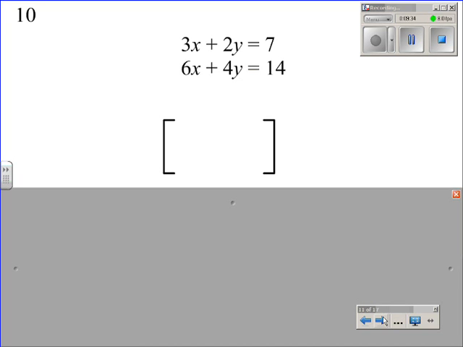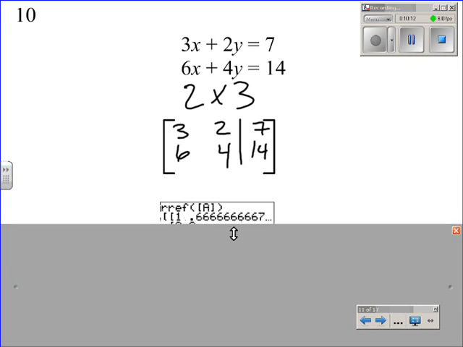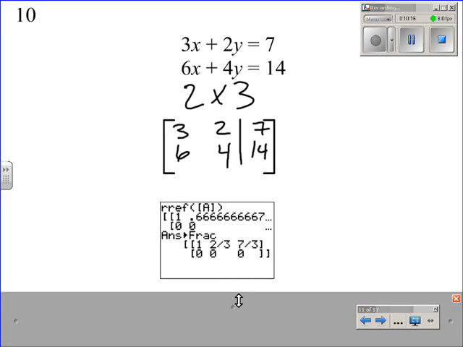To solve this system, we will enter this into an augmented matrix, which will be 3 by 2, or 2 by 3. In the left-hand 2 by 2, we will enter the coefficients of the x's and y's. And in the right-hand 2 by 1, we will enter the numbers on the right-hand side of the equations. Entering this into the calculator and using RREF, then converting to fractions, gives us this matrix. This indicates that the system is consistent and dependent and therefore has infinitely many solutions.